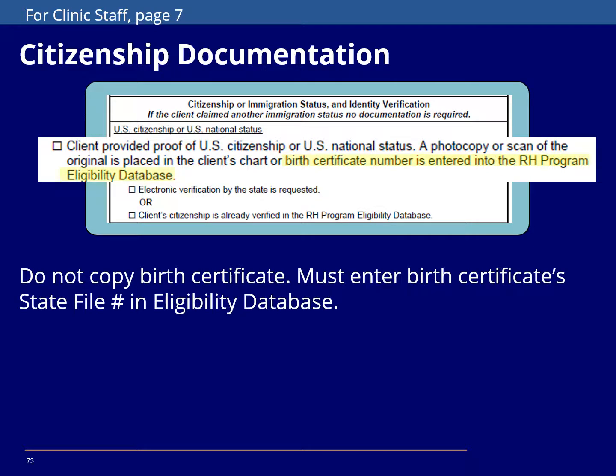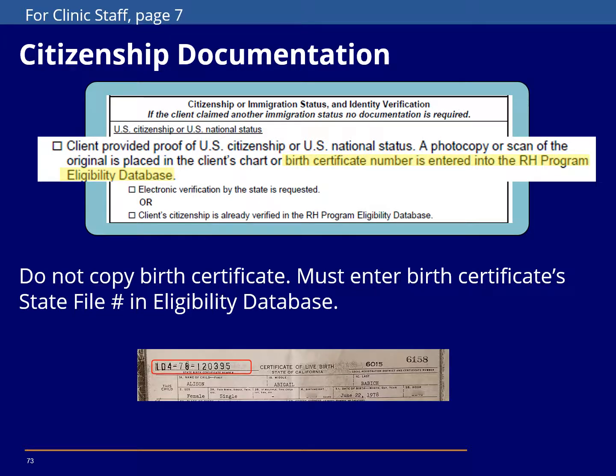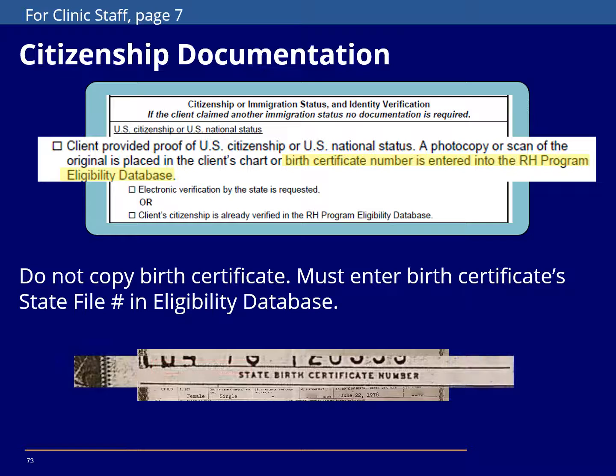If the client brings in their birth certificate, do not make a copy. Instead, enter its state file number in the eligibility database. The state file number is usually around 13 digits long and is sometimes called the birth certificate number. Unfortunately, its location on each birth certificate varies from state to state and sometimes year to year.